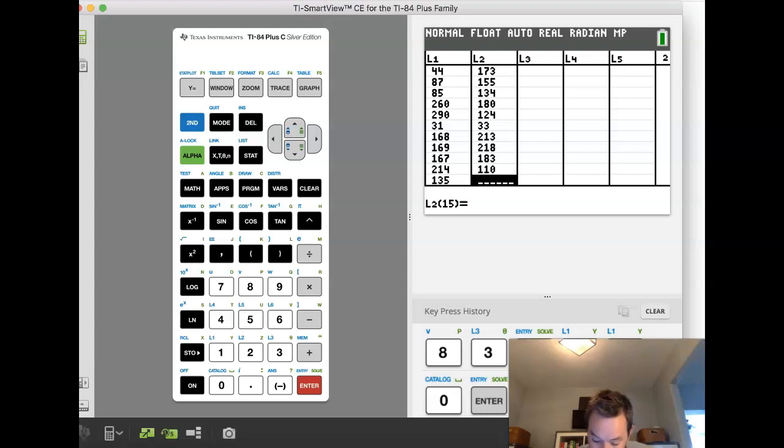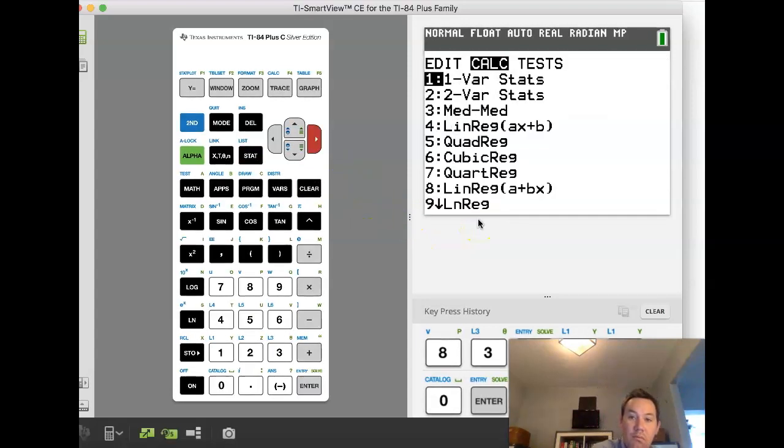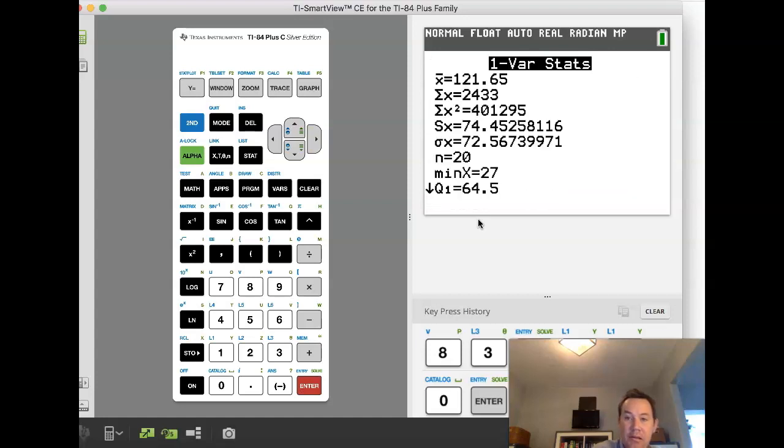So first thing I'm going to do is run a one variable stats on list 1. This is our males, and I'll make some notes. So the mean is 121.65 contacts. Standard deviation is 74.45 contacts. And then for the female, let's do the same.